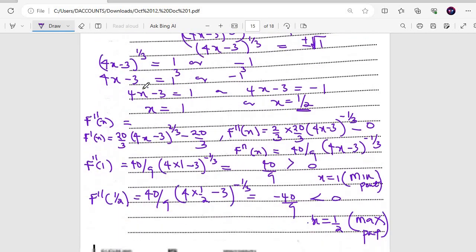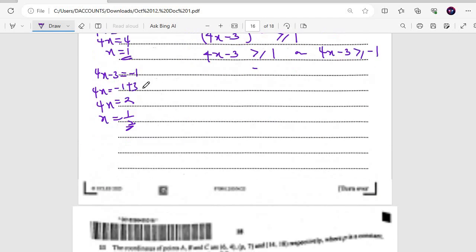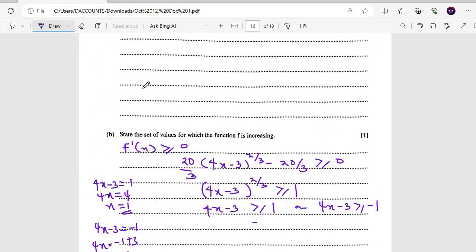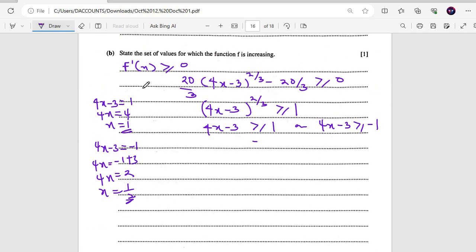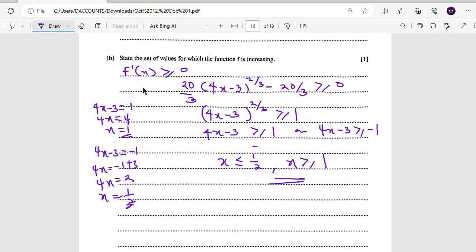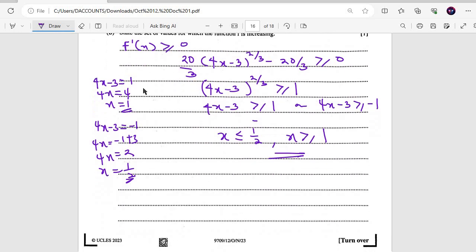Okay, the same thing there. You have two values of x, half and 1. So at the end of the day, the answer will take this form: x will be less than or equal to half, x will be greater than or equal to 1. That's it. So that is the value of x for the function to be increasing.